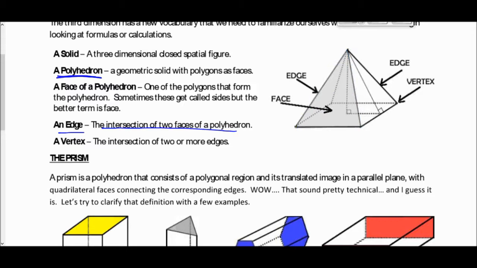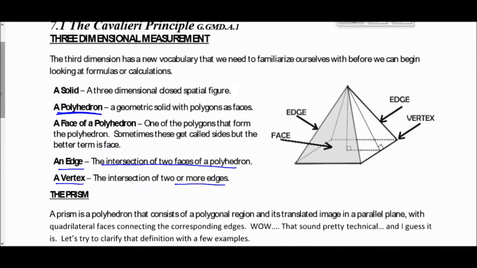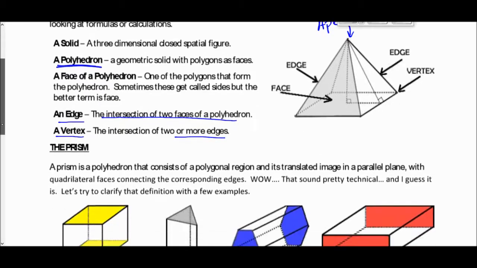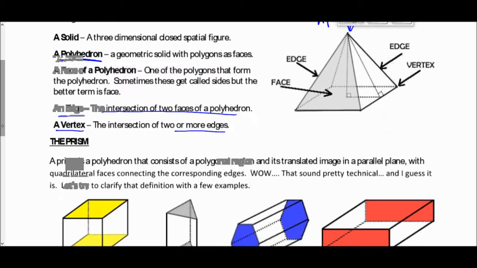Now a vertex is just where edges intersect, okay? So they have one vertex labeled over here. This top vertex at the peak there, we usually call the apex. It's still a vertex where edges intersect, but we call that the apex. Now we name pyramids and such by the shape of their base. This looks to be a square base, so we call this a square pyramid.